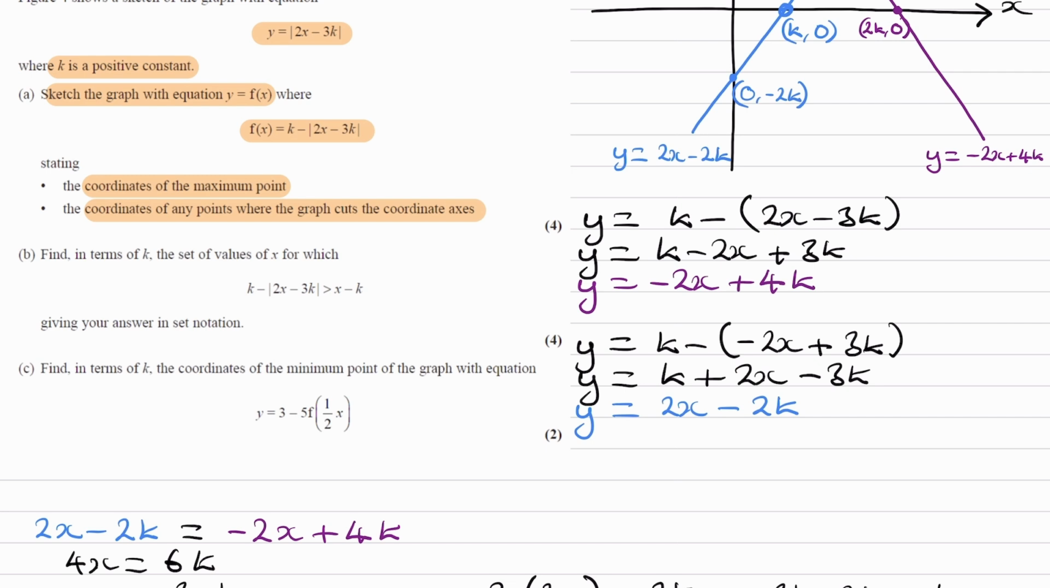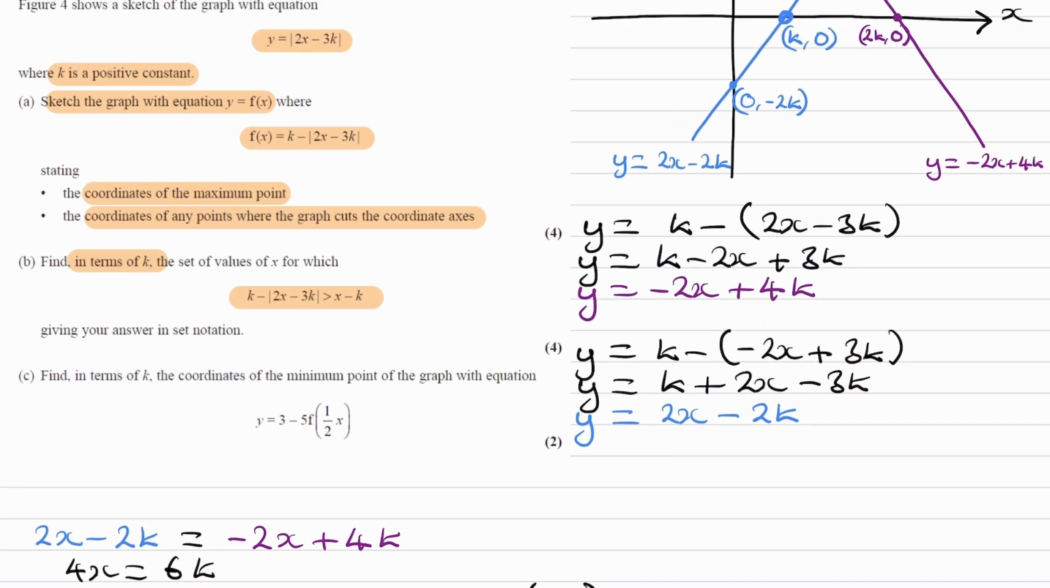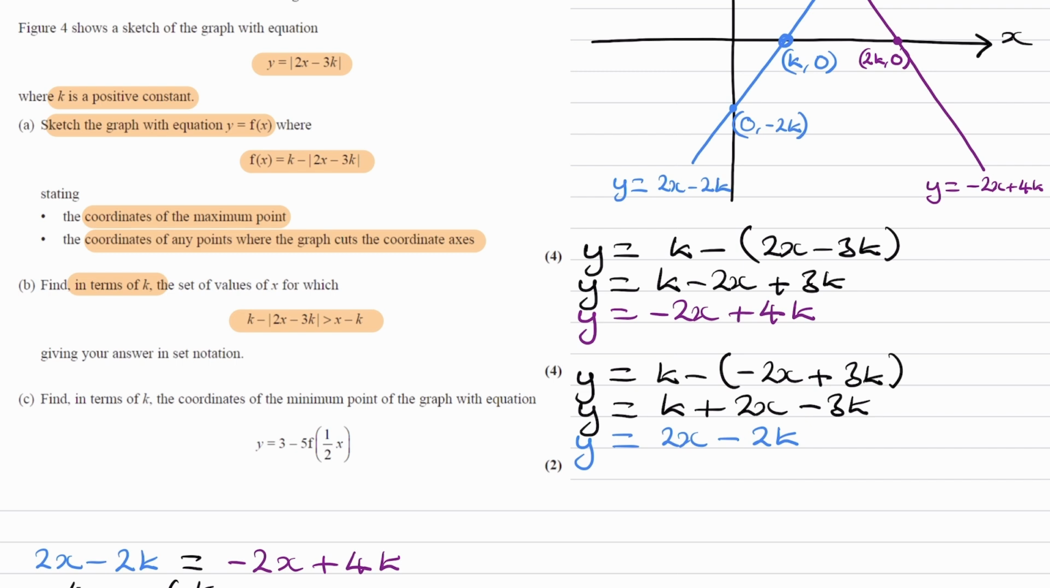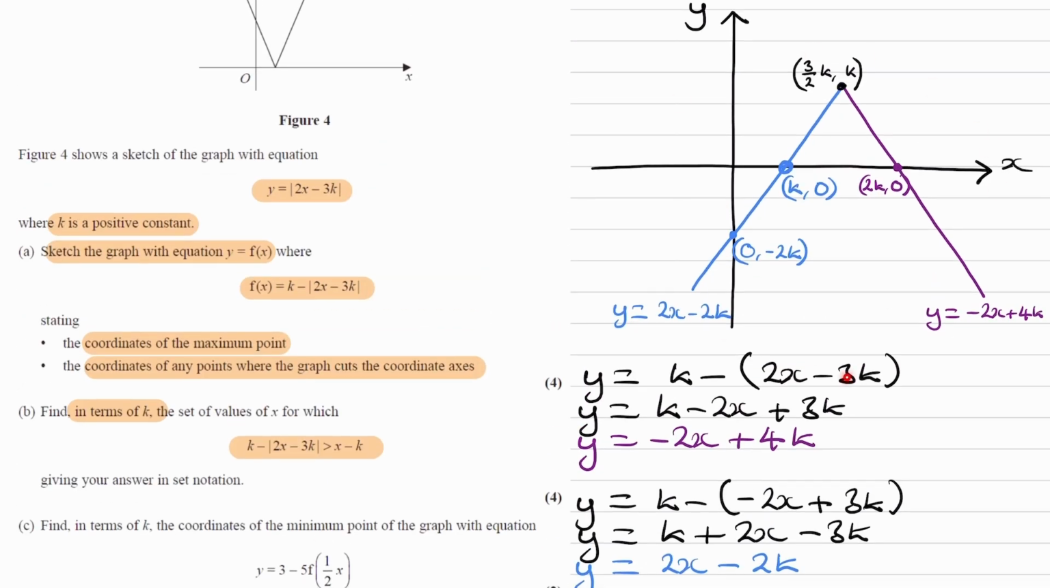And now on to part B. Find in terms of k the set of values of x for which k minus the modulus of 2x minus 3k is greater than x minus k. So basically, on the left-hand side of this inequality, we have the modulus function. So we have what we sketched on the right-hand side over here. And then we're trying to see when that is greater than x minus k.